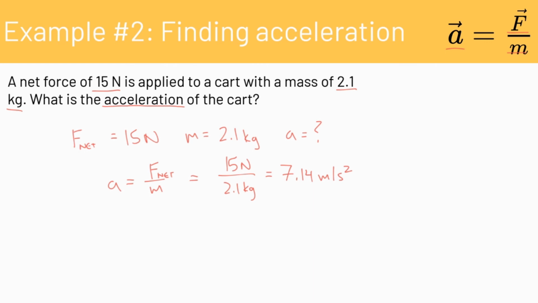Let's do a quick dimensional analysis for this problem. Remember that newtons are equal to kilograms meters per second squared. So in this problem, we have kilograms meters per second squared divided by kilograms. The kilograms divide each other out, and we're just left with meters per second squared.